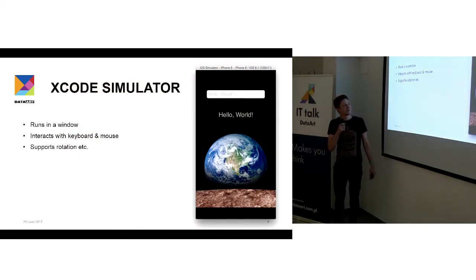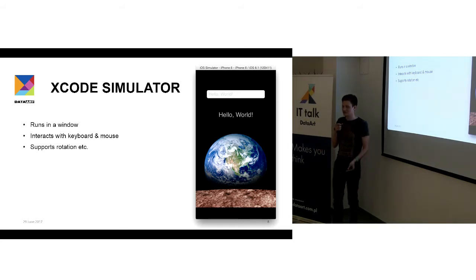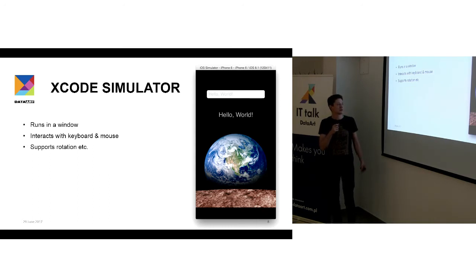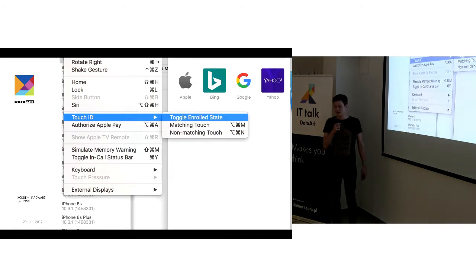The simulator looks like the real one, an iPhone 6. You can do everything you can do on your real iPhone. It runs in a window. You can type messages with a keyboard. You can tap on the screen with the mouse. It supports rotations and other hardware features. As for the hardware features, there is an option where you can emulate actions like the hardware buttons, the home button, the lock button. You can also emulate Touch ID, which is currently very popular for making payments.